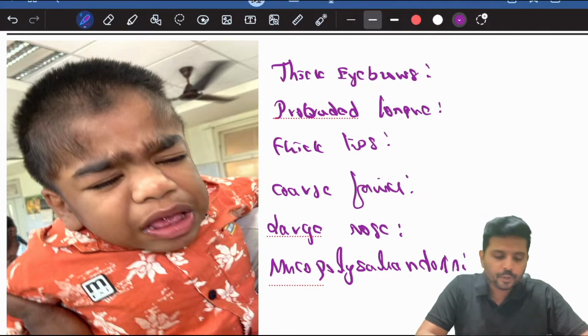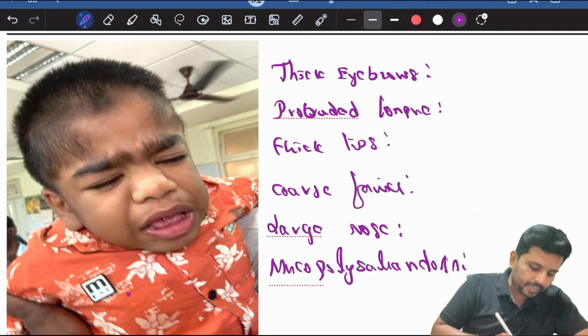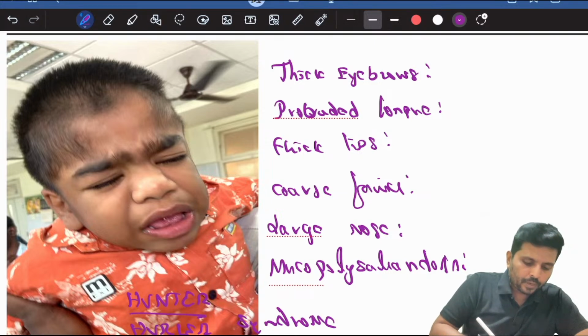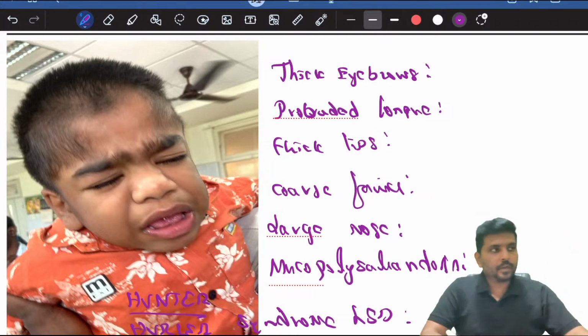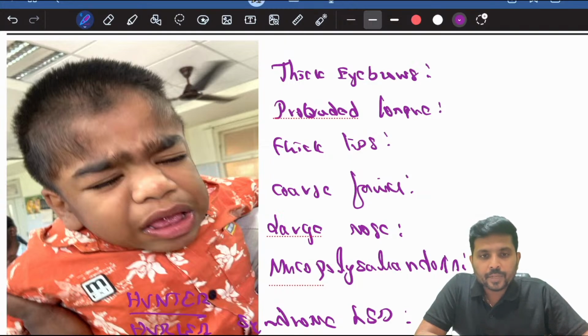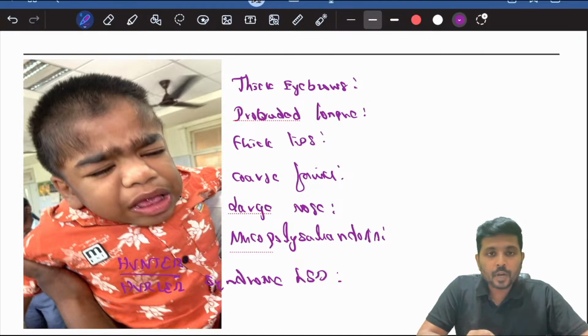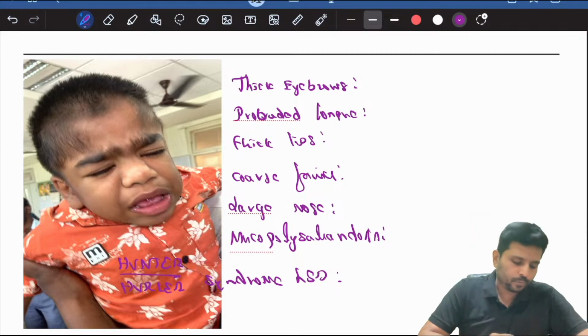Mucopolysaccharidosis. You can identify this case as Hunter-Hurler syndrome. They are nothing but lysosomal storage disorders. This is abnormal coarse faces with thick eyebrows, large mouth, large tongue, protruded tongue, which are part and parcel of Hunter-Hurler syndrome.